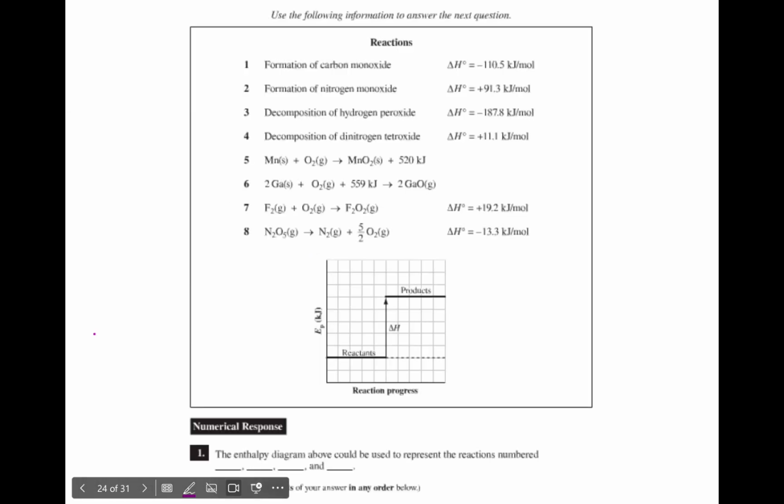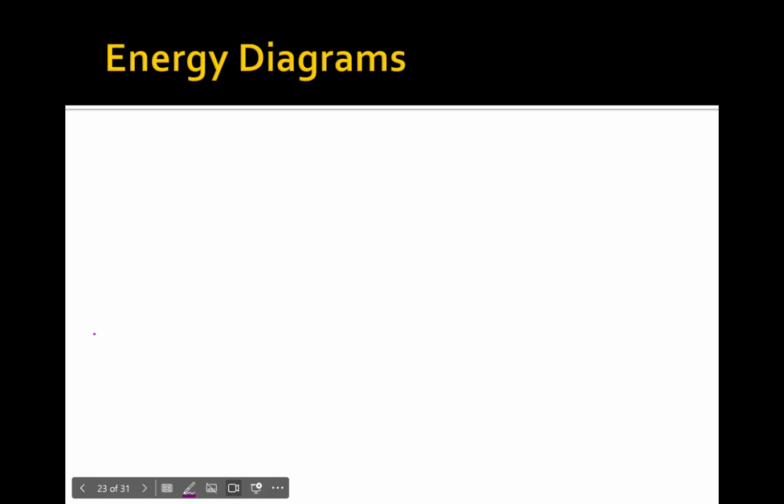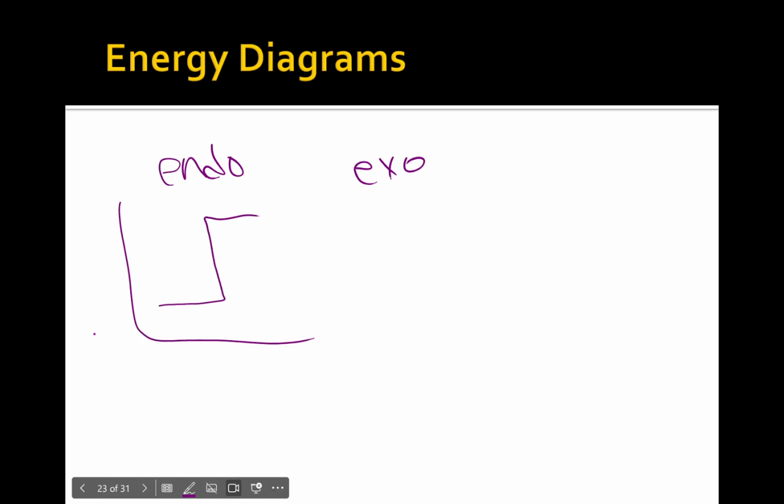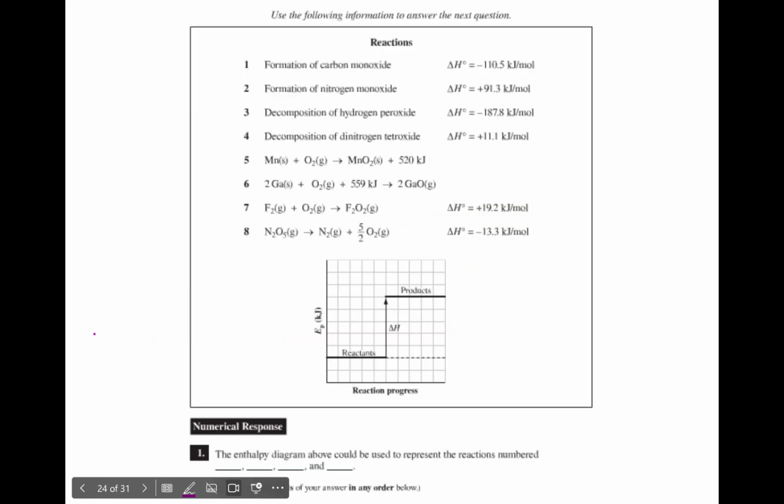Then we start to look at energy diagrams. And when it says energy diagrams, it means that we know the difference between endo and exo, as we've seen before. So if you have an endo energy diagram, then your reactants are lower than your products. If you have exothermic, then your reactants are higher than your products.